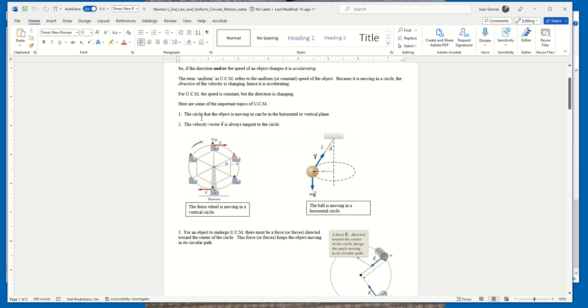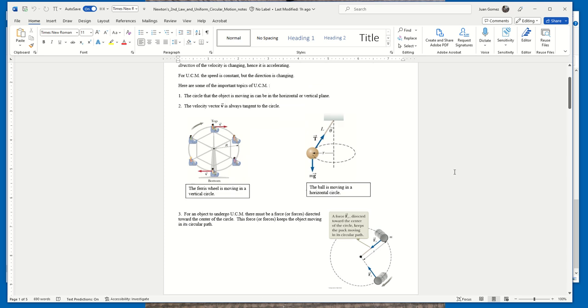Now again, the circle that the object is moving in could be in the horizontal or vertical plane. For example, here's a Ferris wheel. Clearly, the riders are moving in a vertical circle. Now here's what's commonly referred to as a spherical pendulum. It's a mass, typically a spherical mass at the end of a string, and it's being swung such that the ball is moving in a circle in the horizontal plane. So it's moving in a horizontal circle.